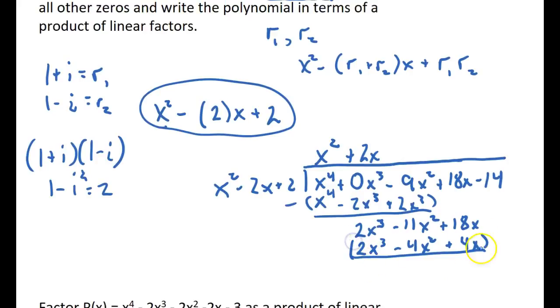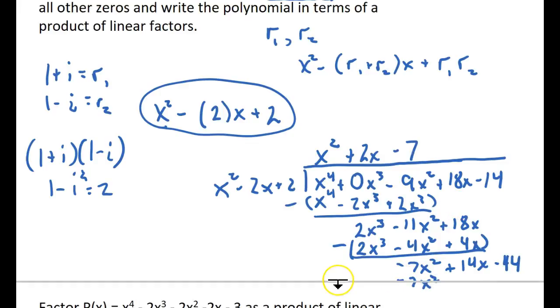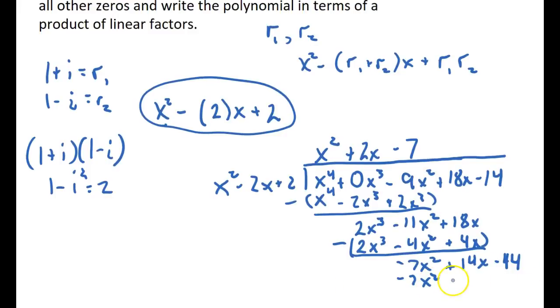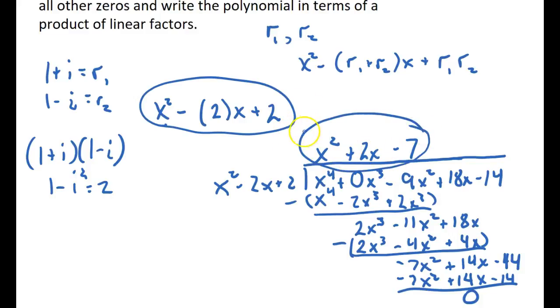And I'm going to get negative 11 plus 4 is negative 7x squared plus 14x minus 14. Put a negative 7 there. Negative 7x squared. Negative 7 times negative 2 is plus 14x. It's looking good. Negative 7 times 2 is negative 14. Yes, we get a remainder of 0. So this times this will give us our original polynomial.